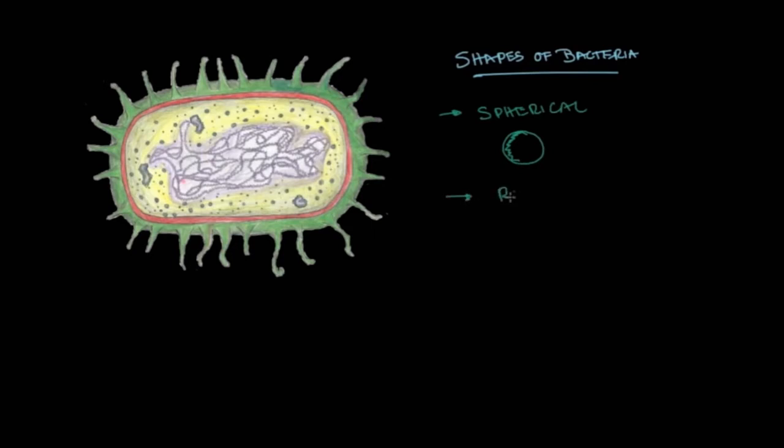The second type is rod-shaped, a little bit like the shape of this bacterium here that you can see that I drew. Again, not very artistic. And the third type I want to mention, which is quite common also, is spiral-shaped. Basically, the shape of a spiral, nothing too complex, just a spiral. And this is how I draw a spiral. Quite amazing, isn't it?